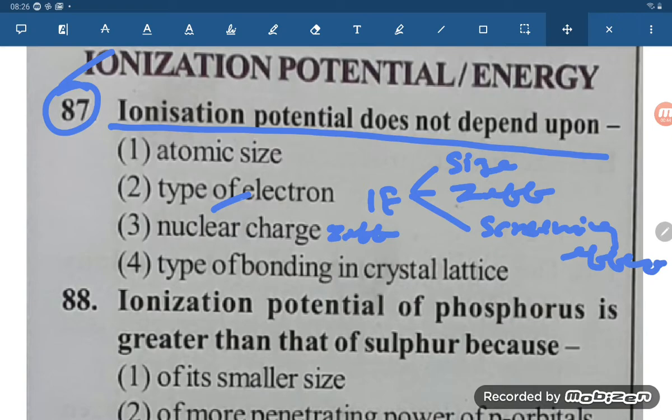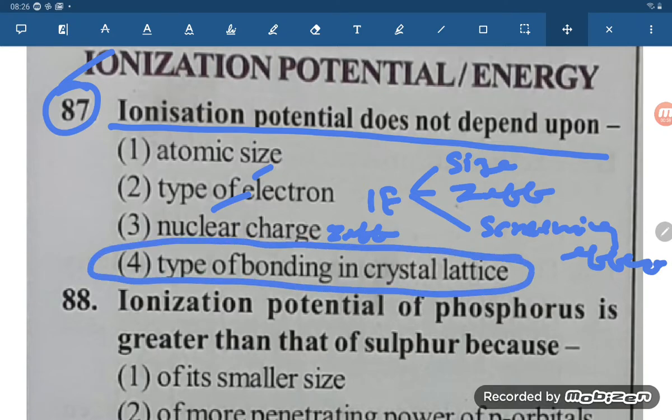This is the type of electron. So it does depend on the types of electron like s electron, p electron, d electron, and f electron. Atomic size, it does depend. Types of bonding in crystal, on bonding ionization enthalpy does not depend, student. So our required answer is option number 4.